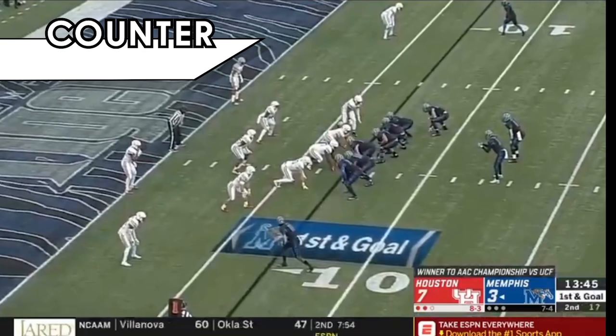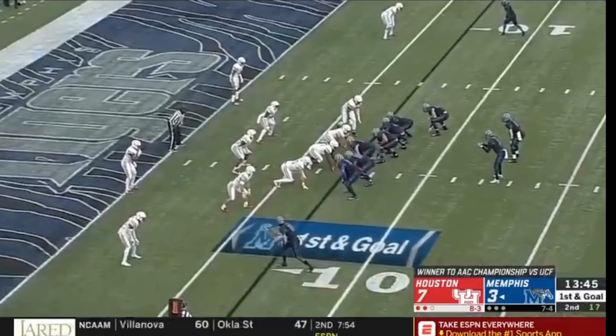In counter, the roles are reversed. Here the guard kicks out the end man on the line of scrimmage, and the tight end pulls through the hole.